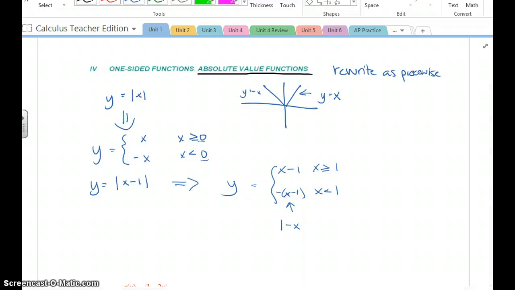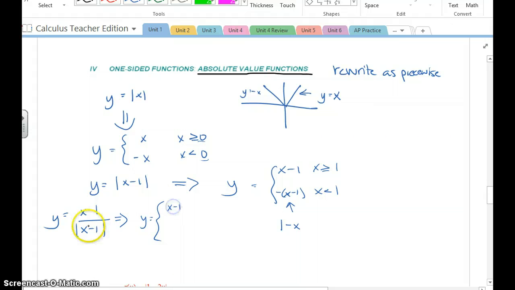Okay, so I got one more. What if I have y is equal to the absolute value of x minus 1 over the absolute value of x minus 1? Okay, so be careful here. So I want to rewrite it. Right, so I'm going to say y is equal to, it's just itself, right? The turning point, again, is just 1. When x is equal to 1, it's actually undefined, but that's where it's changing.